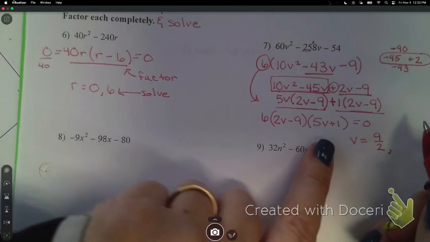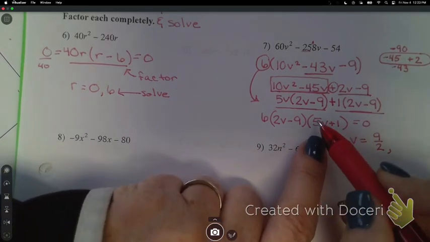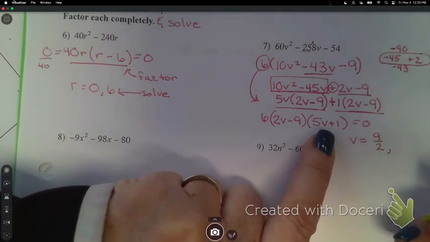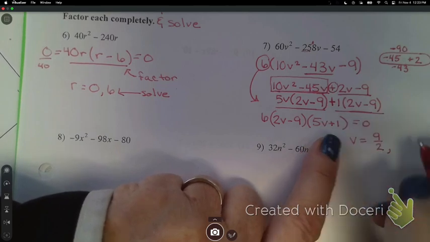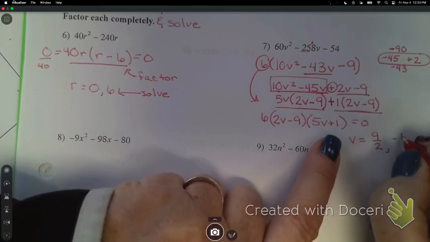If you can't, you have to do it to the side. So 5v plus 1 equals 0. How would I solve that? Add the 1 over and divide by... I would not add the 1 over. Subtract the 1 over and divide by 5. And get what? Negative 1 over 5?